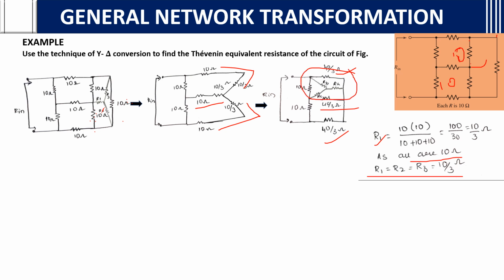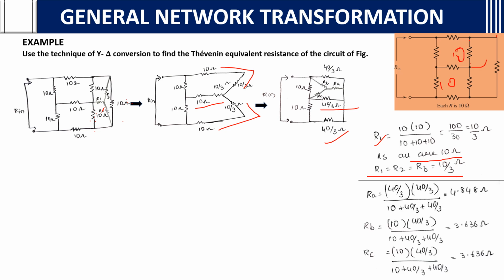Delta. As it is looking like delta, again we can convert into star. To convert to star, what we need to do? We need to do the calculation. For RA, what are the adjacent resistors? 40 by 3 and 40 by 3. So 40 by 3 times 40 by 3 by 10 plus 40 by 3 plus 40 by 3. You will get 4.848. For RB, what is it?